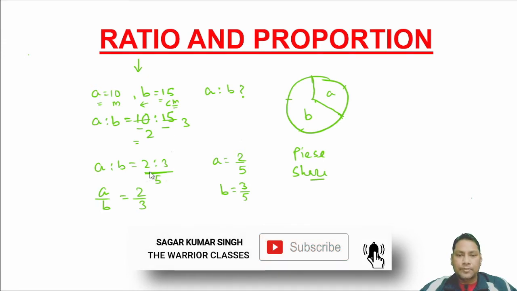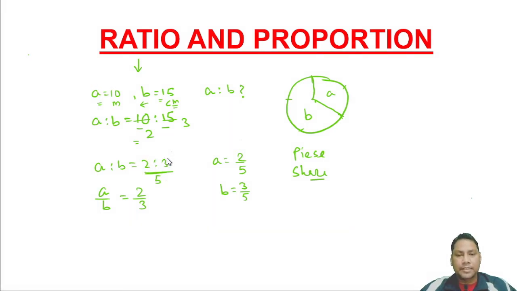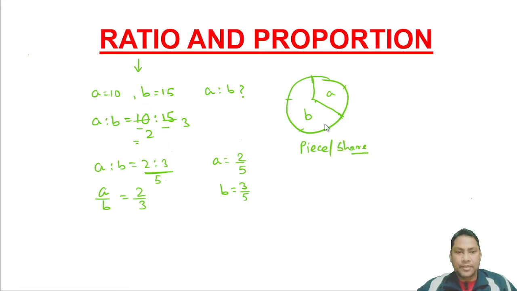The property of ratio is that if the first is divided by any number, then the second will also be divided by the same number. If the first is multiplied by a number, the second is multiplied by the same number. Likewise, if we multiply by 5, the values become 10 and 15. So the share of A becomes 2 by 5 and the share of B is 3 by 5.